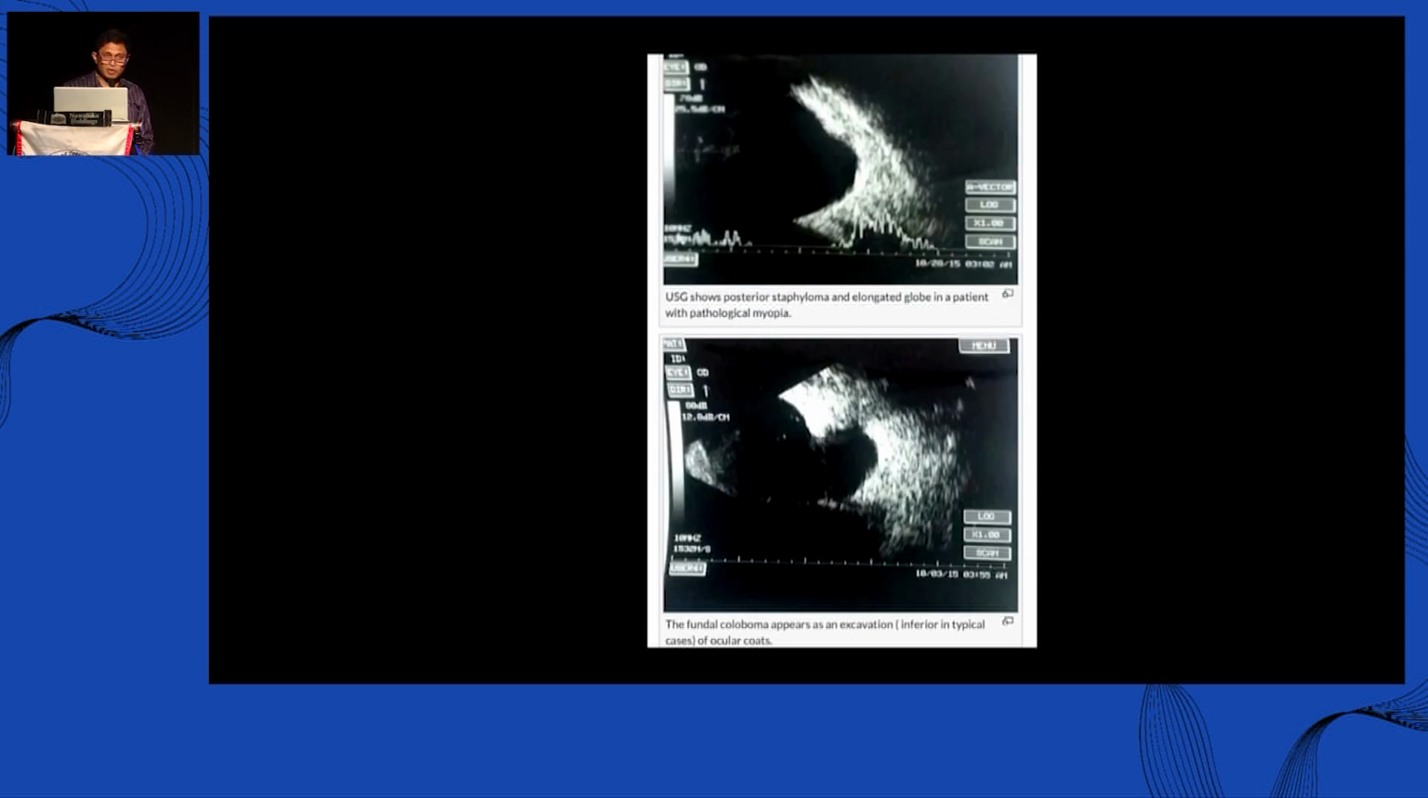So if you see abnormal shape, think of staphyloma in pathological myopia, or it could be an excavation that you see in funnel colobomas. If you get abnormal results when you do the biometry, and with low results also, myopia, you have to think staphyloma with tessellation. So you go in and see whether there is an excavation like this, and then you can map it.